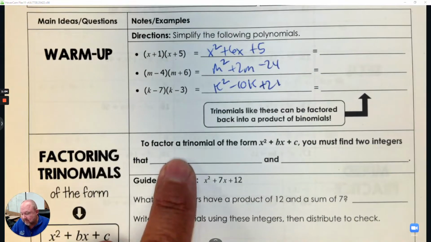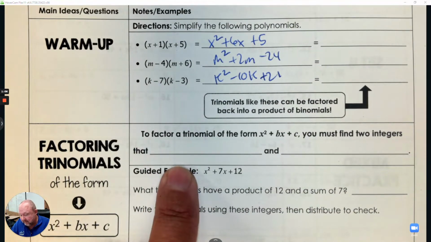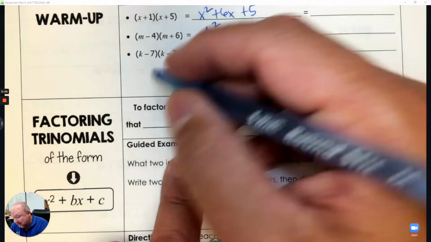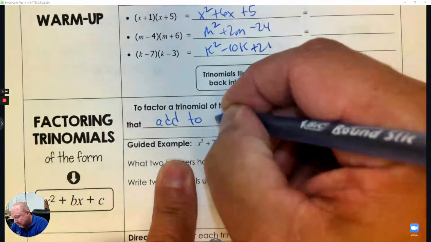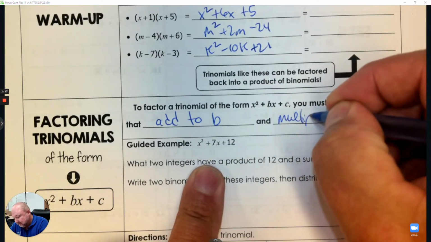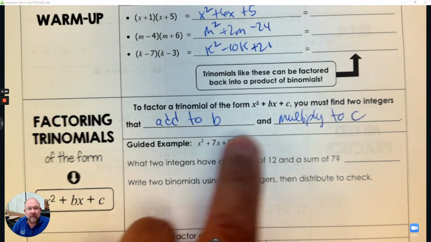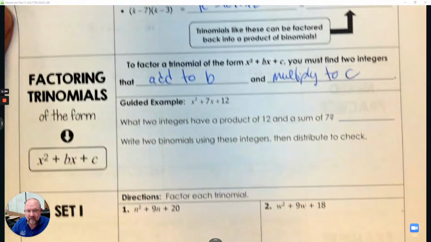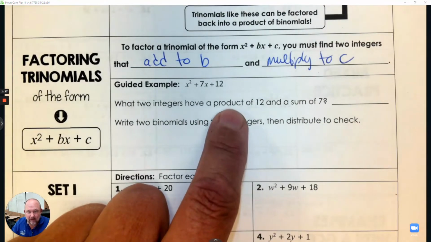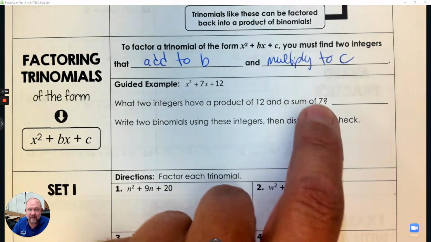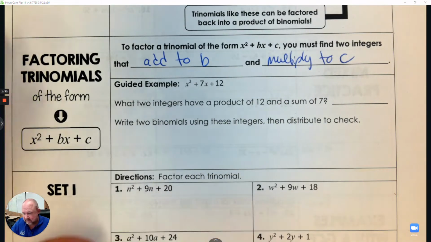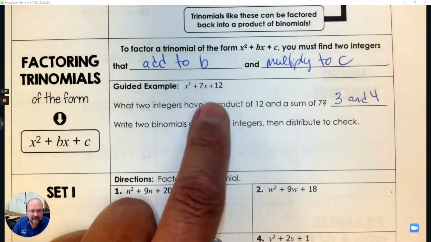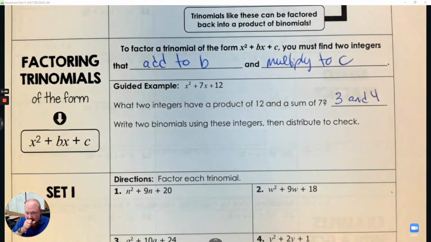So to factor a trinomial, you must find two integers that add to b and multiply to c. So what are two numbers that add to b and the same two numbers multiply to c? What two integers multiply to 12 and the same two numbers add to 7? So 3 and 4, they add to 7, and they multiply to 12.